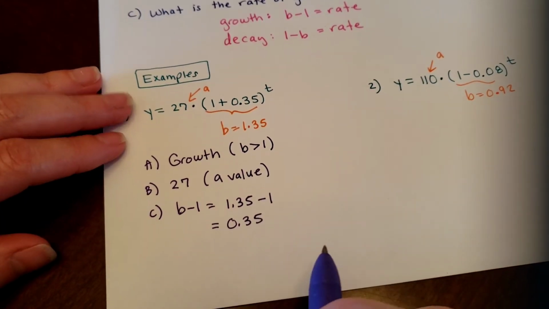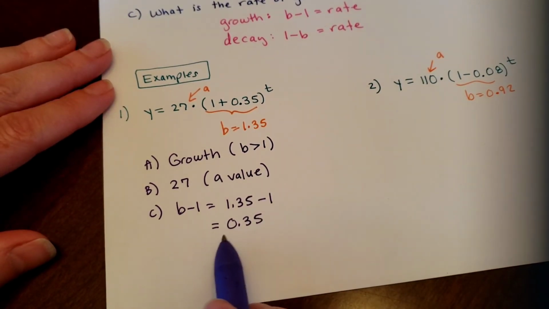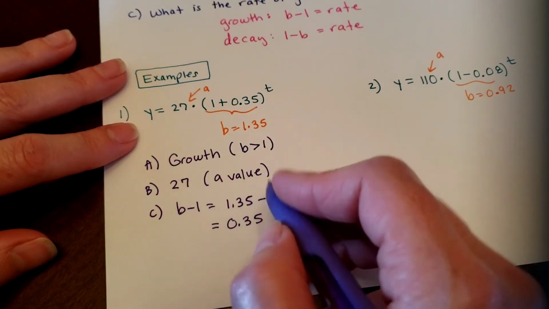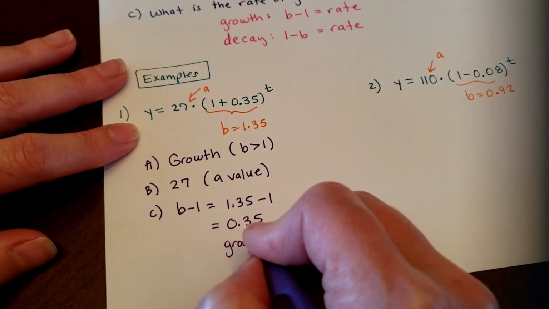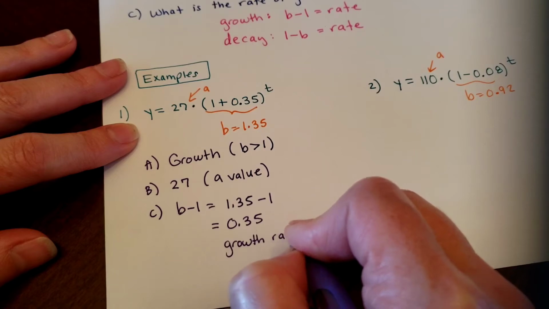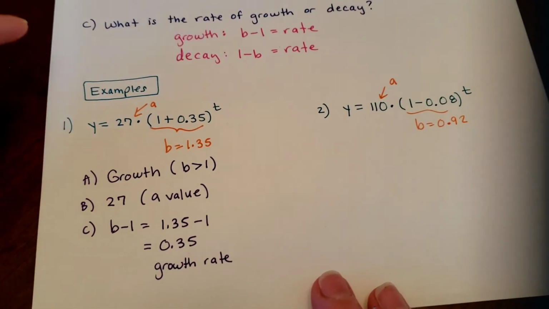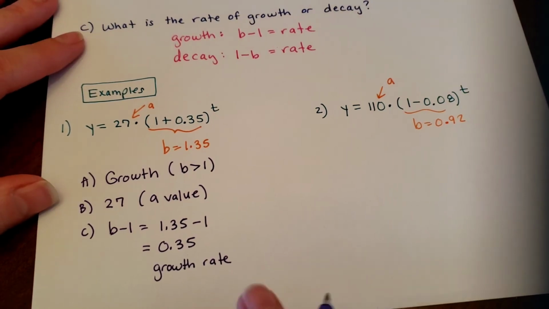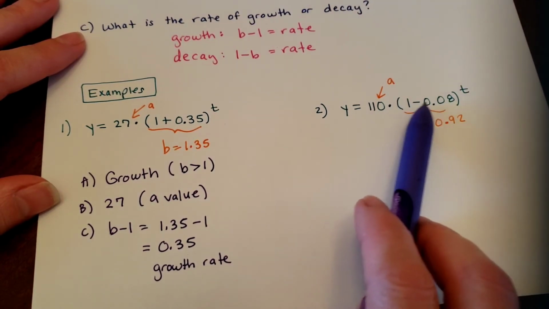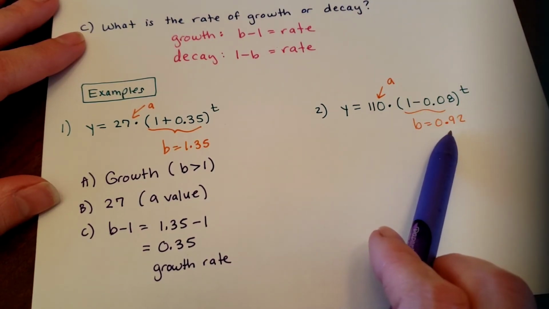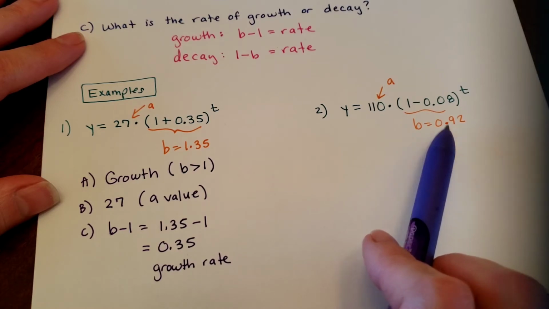So you get 0.035. Since it's growth, this is your growth rate. All right, let's try the next one. So same 3 questions, growth or decay. Again, look at your B. Our B was separate here, so we combined it. You subtract it because it says subtraction, so 0.92.